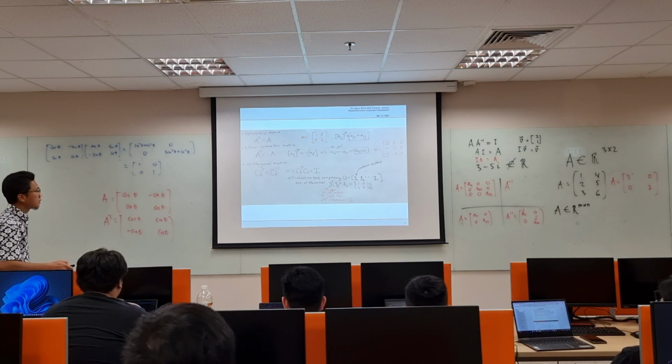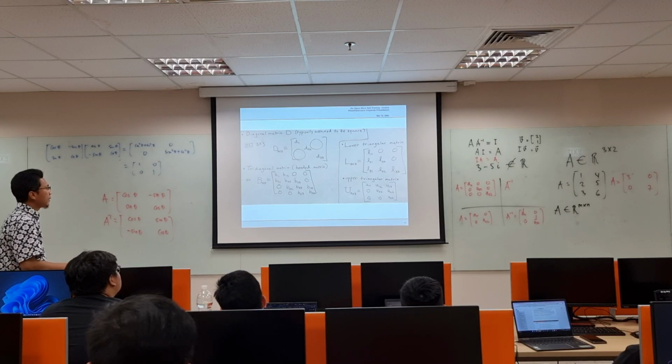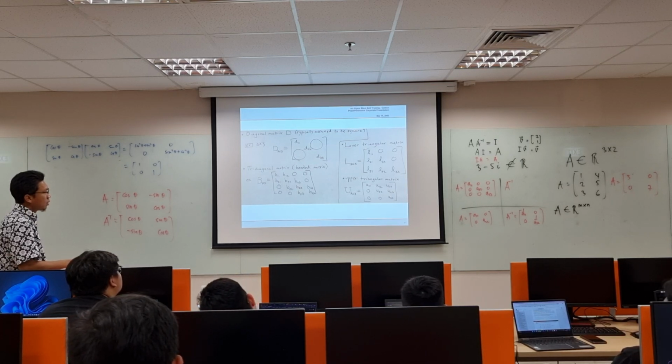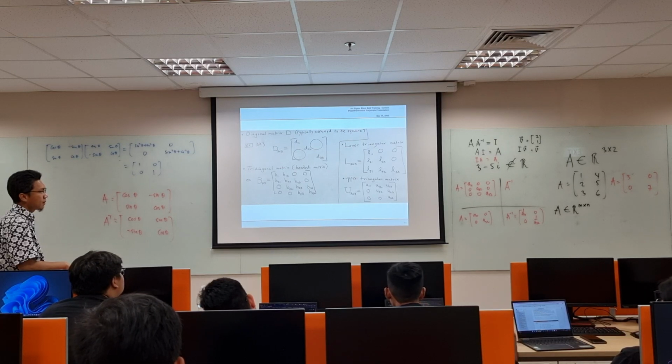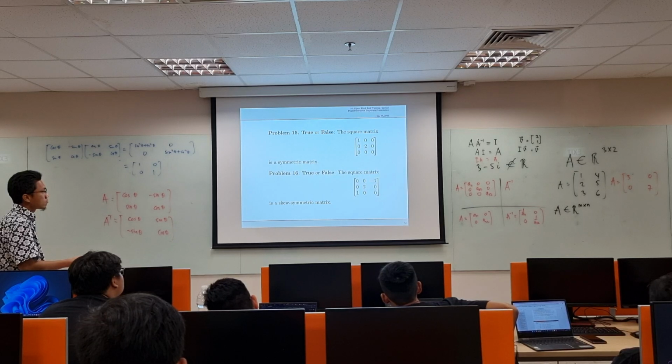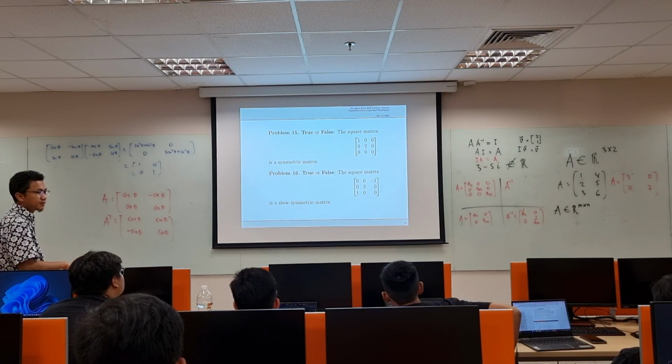Okay, let's move on. Diagonal matrix, we discussed it just now. Yeah, the tridiagonal is the banded one. Lower and upper, also we discussed that just now. Problem.